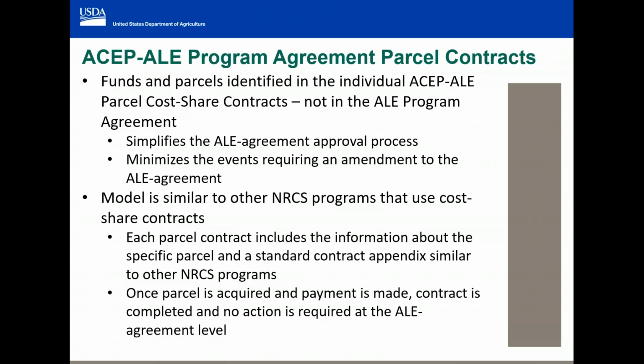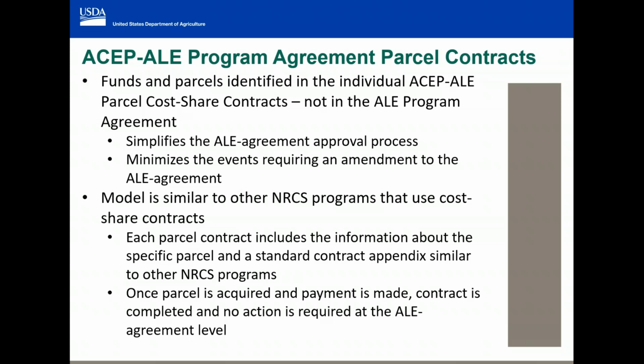And for those of you that are familiar with our other NRCS programs, things like EQIP or Conservation Stewardship, the model is similar to that used for other cost share programs, which is why there's a one-to-one relationship between the cost share contract and the parcel. So each parcel has its own contract.